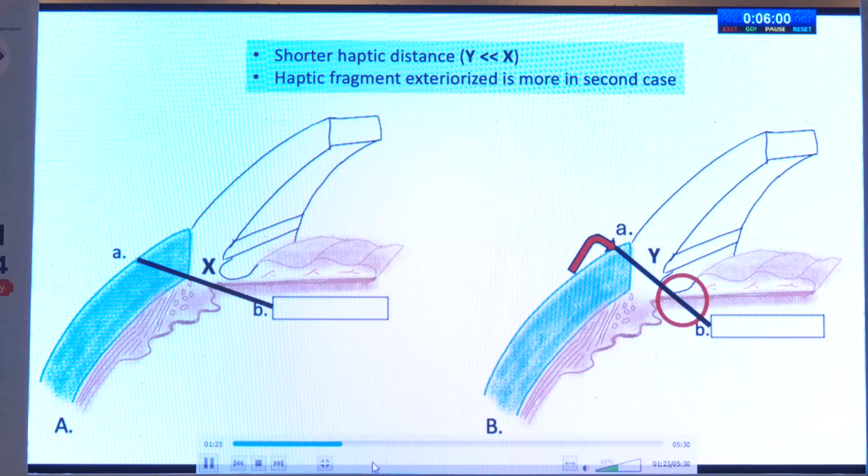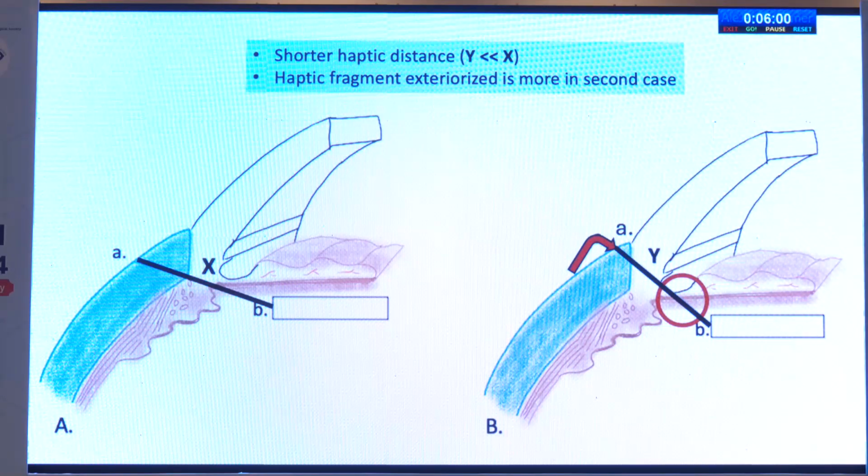As we can see in this diagram, y is smaller than x. So when we make the path along the iris and we exteriorize the haptic anteriorly, the distance is smaller and the amount of haptic that is exteriorized is larger.